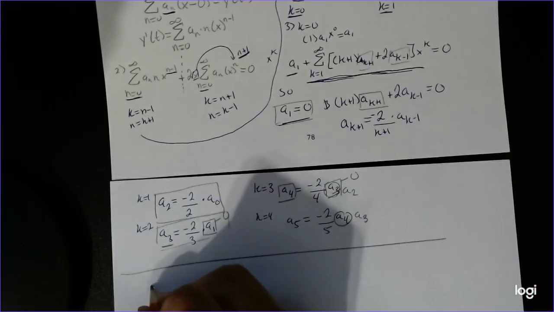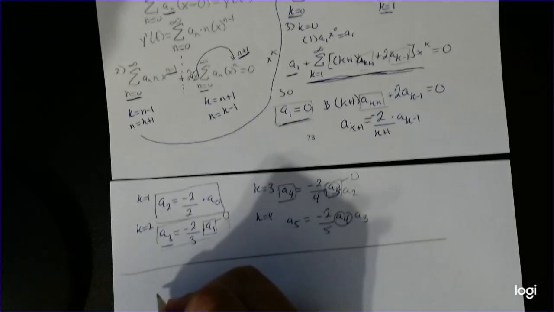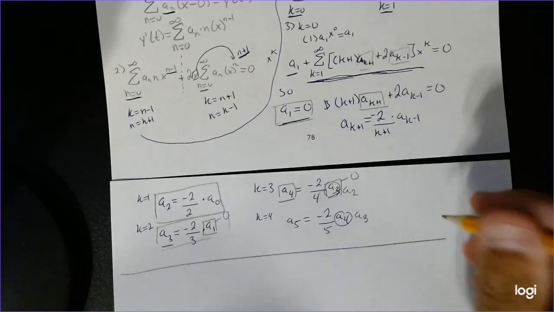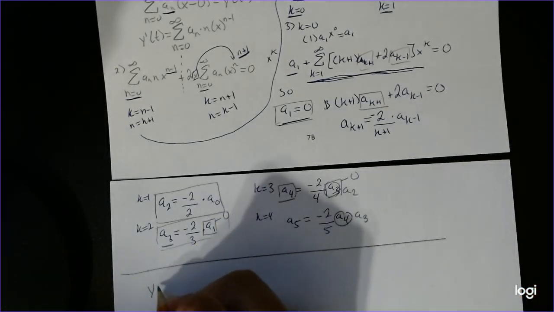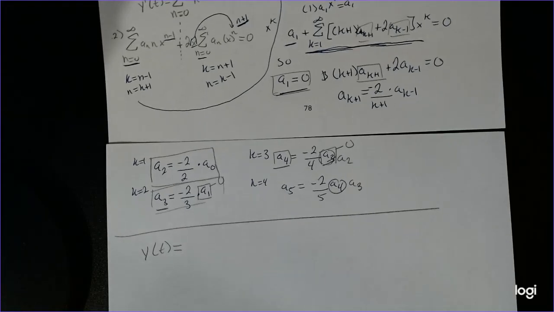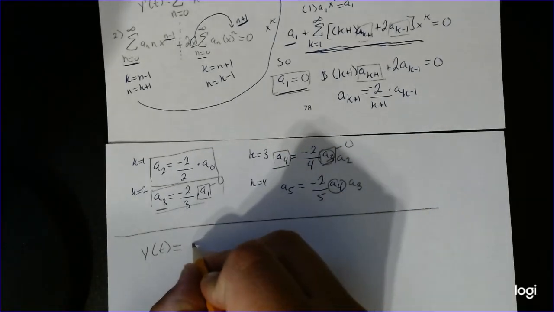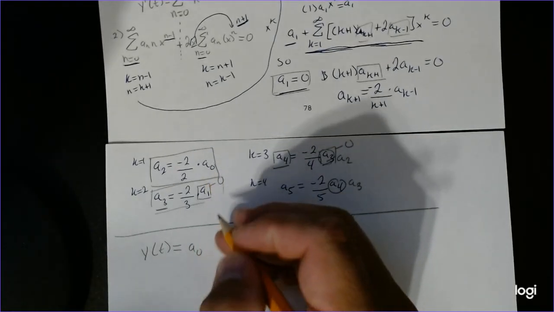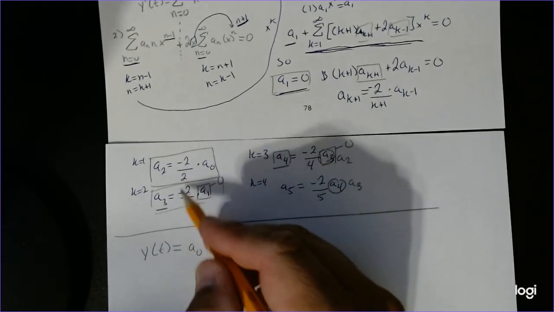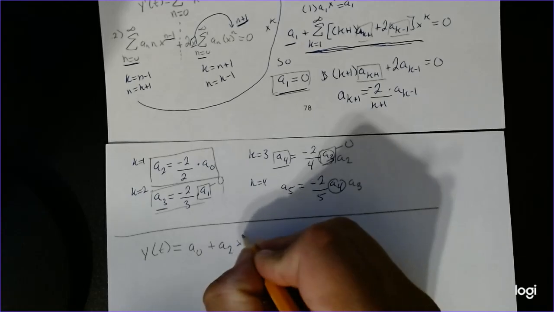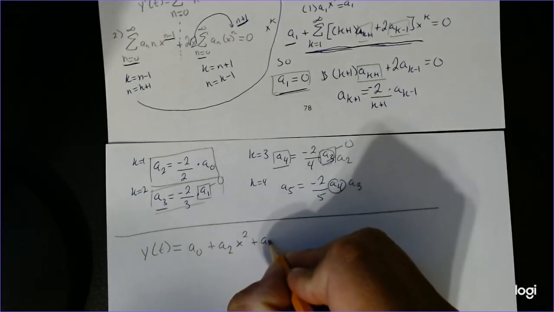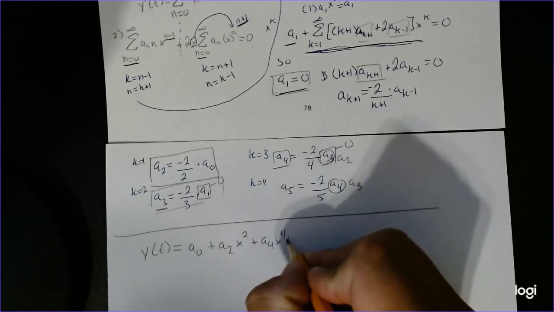Now, how does this work? Therefore, if I want to rewrite all of these processes, getting rid of all of the odd powers and so forth, we get a naught, which we don't know, plus a2 x squared plus a4 x to the fourth, and we keep going.